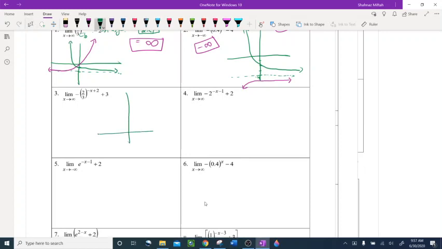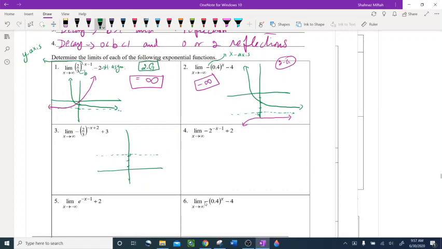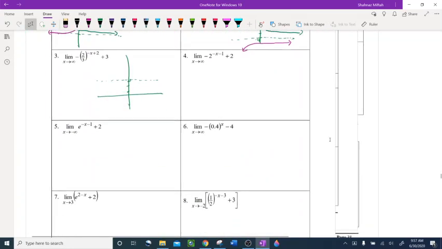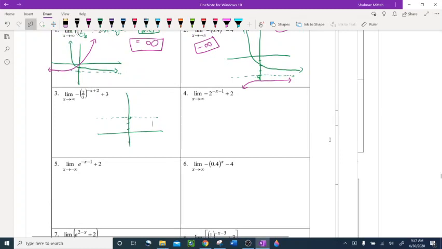I'm going to draw a graph right there, and plus 3: 1, 2, 3. That's my horizontal asymptote right there. Now the original graph, since this is greater than 0 and less than 1, is supposed to look like this, right? The original one. So my original graph for number 3 is going to go like this.